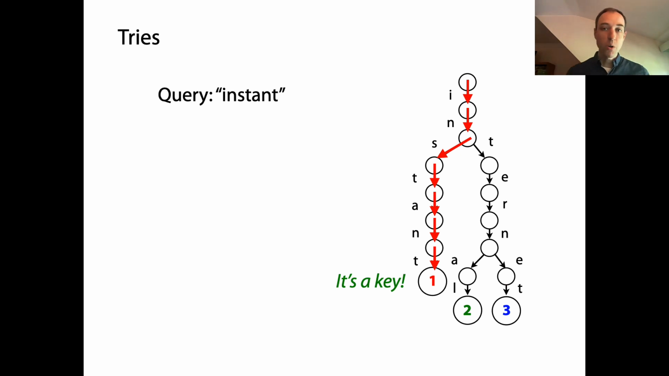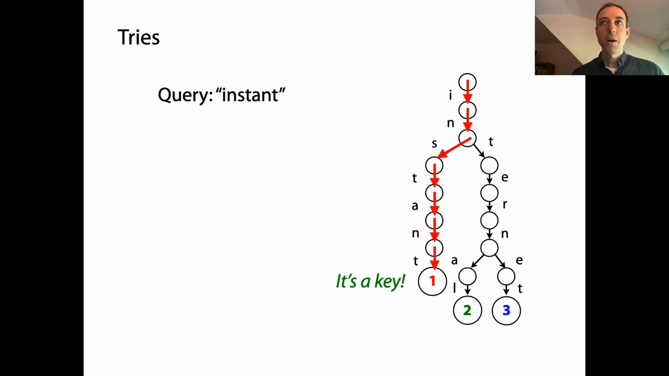If instead our query was the string instant, then as you can see, exactly the expected thing would happen. We would walk down, we would get to here, we would notice that that is a node that has an associated value, and that tells us for sure that the answer is yes. Instant is one of the strings in our collection. Okay, so that's the basic mechanics of how we query the trie data structure.